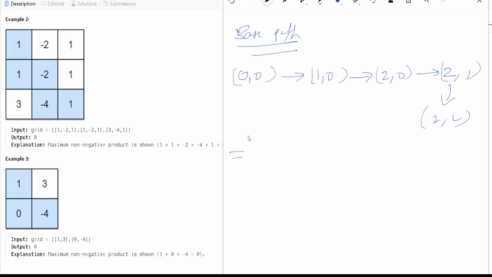In this case, if we multiply, at 0 0 you have 1, then at 1 we multiply 3, then 4, and into 1. It means in total you got 12. Let's see. So the base path we got is this one. Now let's trace all the paths.